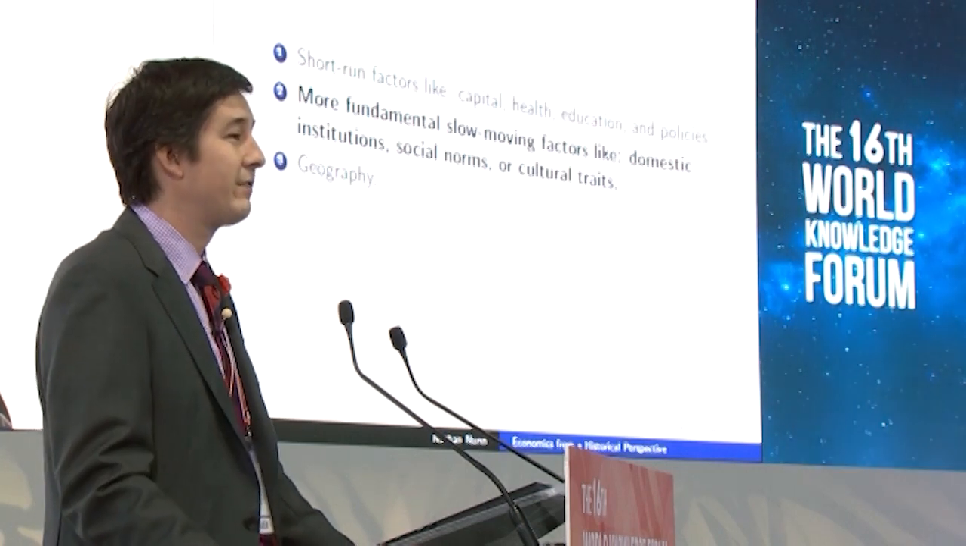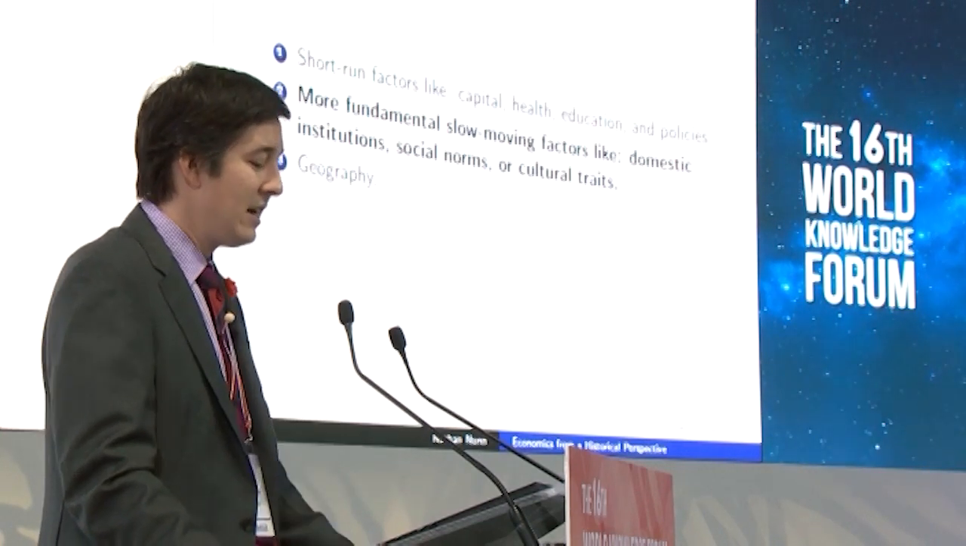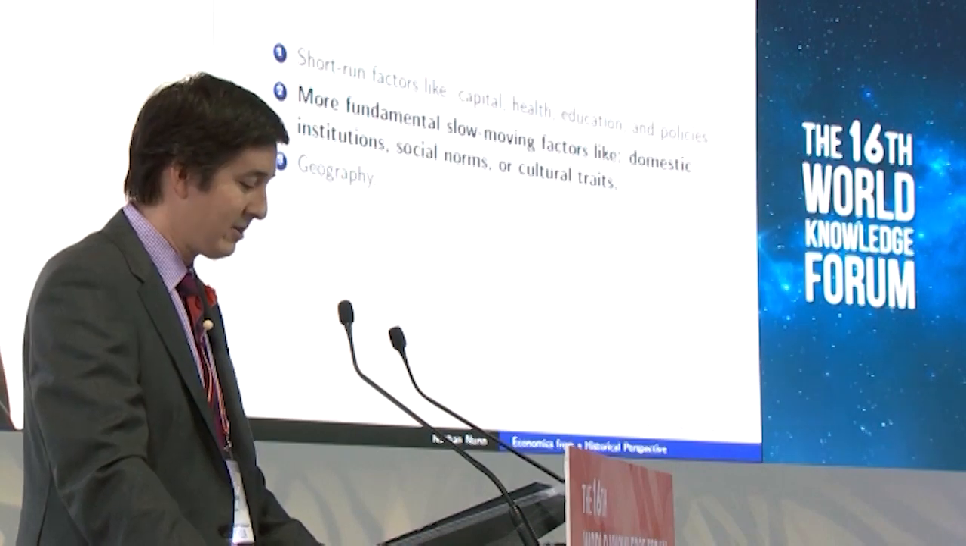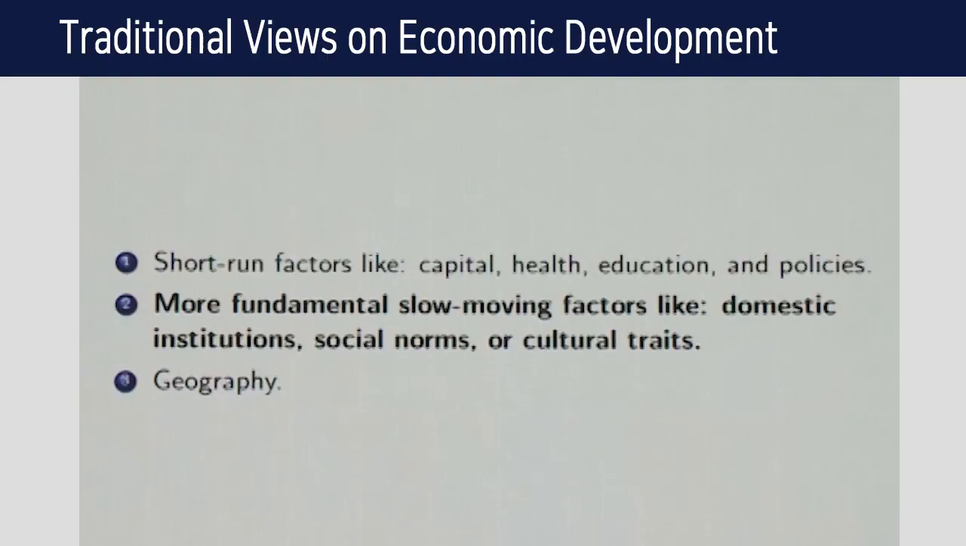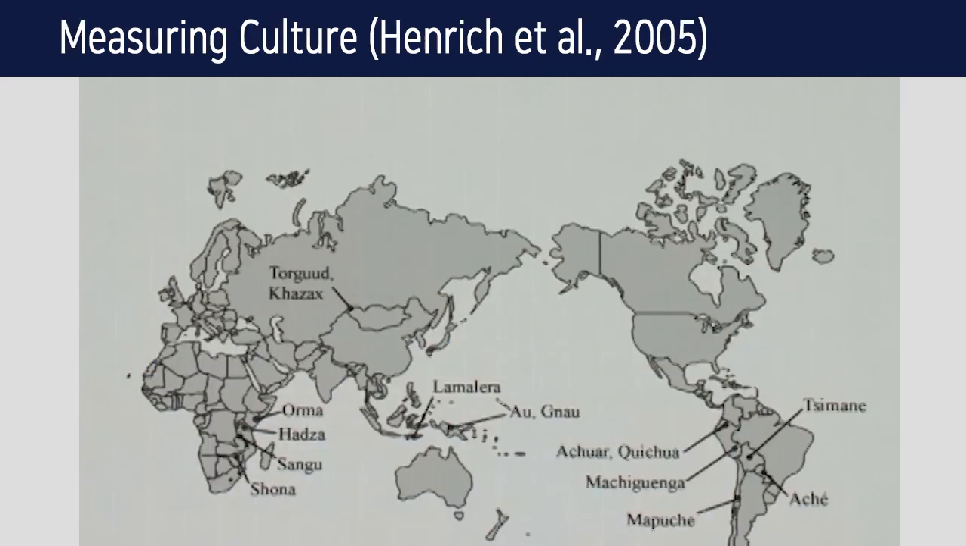That has led a number of researchers to think about what the real fundamental determinants of development are. If there's low education, well, there must be a reason. They've started to think about slow-moving factors like domestic institutions, social norms, and cultural traits. These are deeper, more fundamental determinants, and they probably affect income and also affect capital and education. So I would argue that even if these are the drivers of long-term development, one still needs to understand history. To see this, consider the following paper.